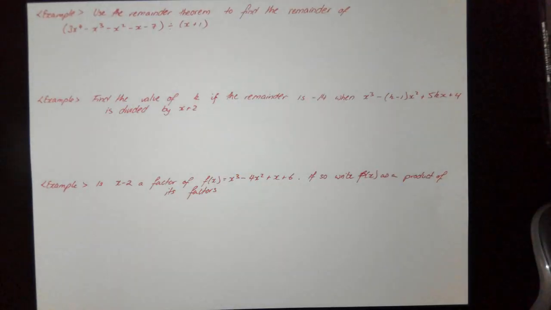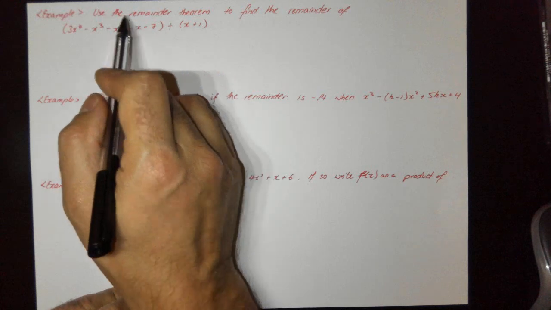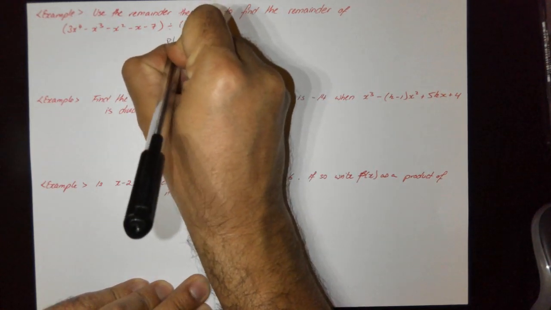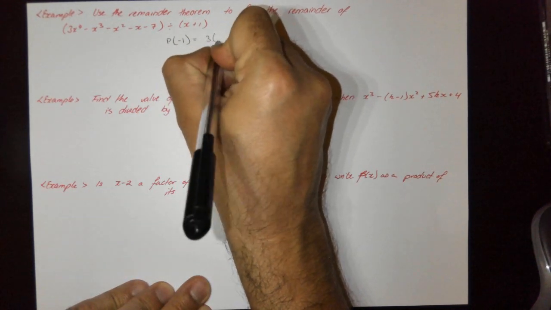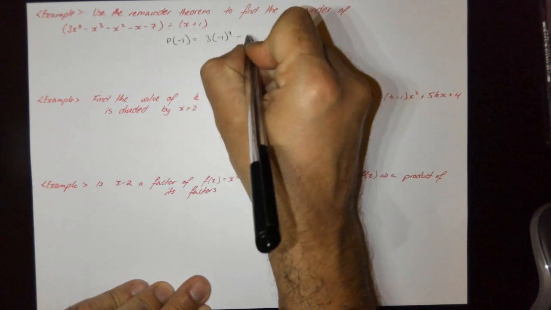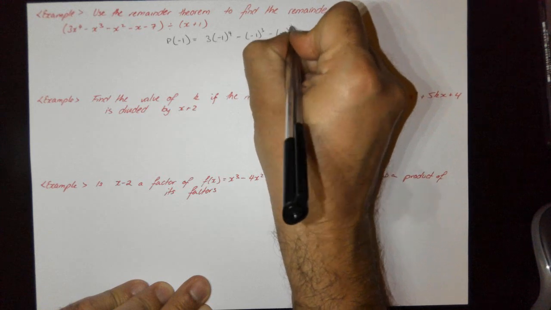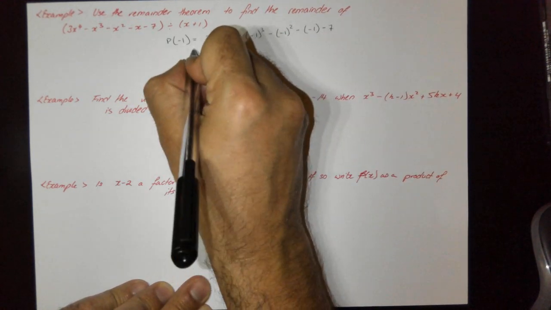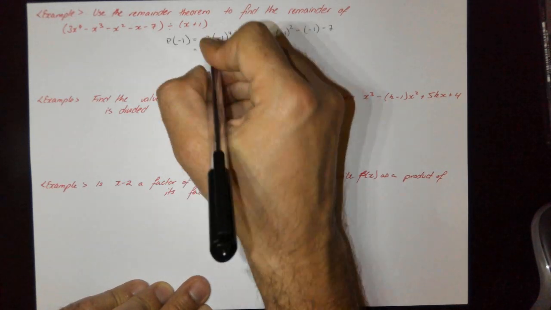Okay. Let's do a couple of questions. We want to use the remainder theorem to find the remainder of this. Well, if I'm dividing this by this, my term would be negative 1. I just want to plug in what that is. So 3 lots of negative 1 to the power 4, minus negative 1 cubed, minus negative 1 squared, minus negative 1, minus 7. Okay. So negative 1 to the power of 4 becomes a positive, so that becomes 3.